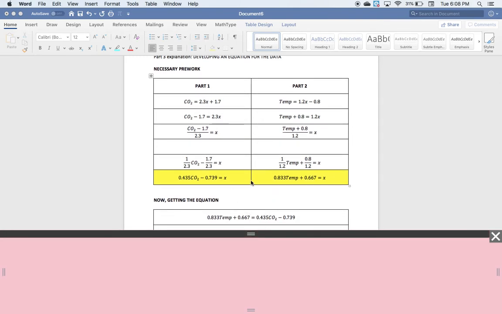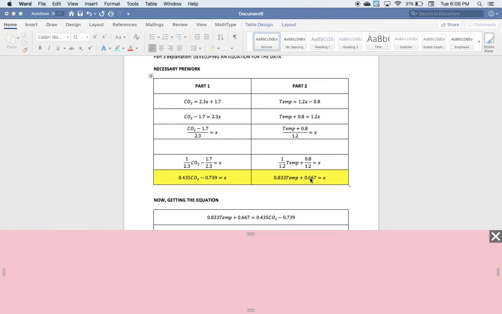Okay, so I set these equal to each other because they both equal x. They equal the same thing, right? So I just eliminated x here. The only variables I have now are temperature and CO2, right? We're going to go ahead and convert this to y equals mx plus b format.